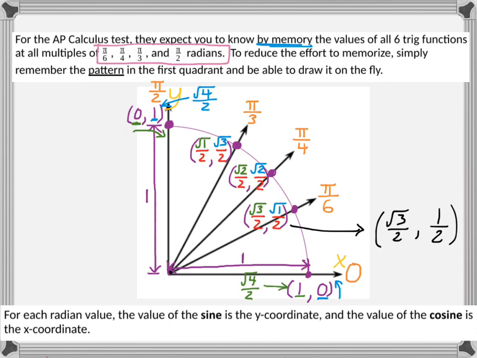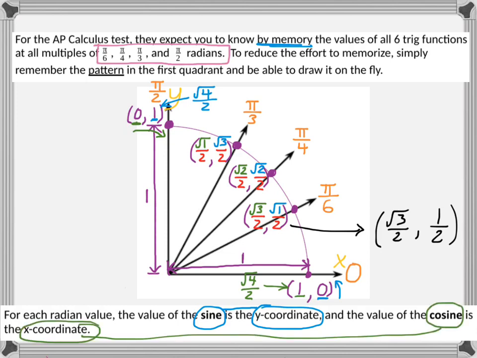To determine the trig values, the value of the sine is the y-coordinate of that point, and the value of the cosine is the x-coordinate. So each one of those points on the unit circle has the form (cosine, sine). Let's look at some examples to help you out with this.